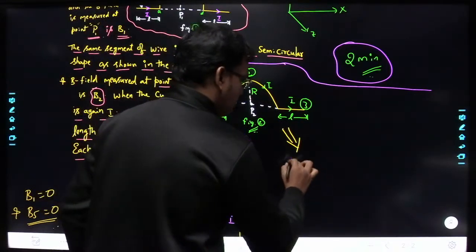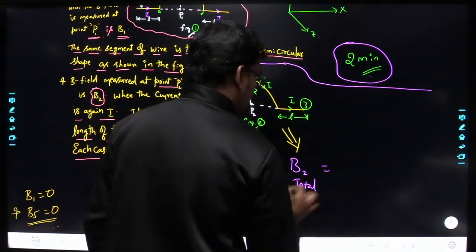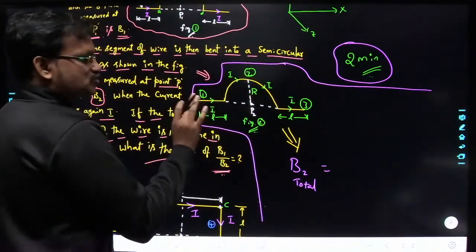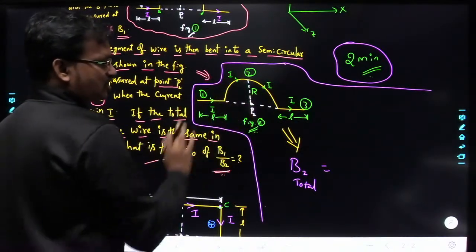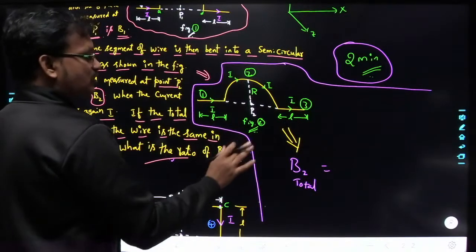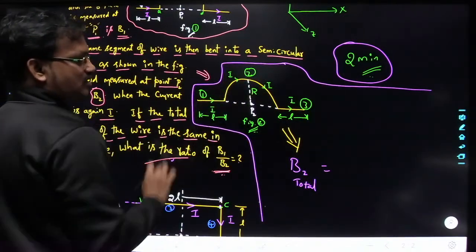Here I am representing B2 total. B2 total is equal to, so B2 total is only due to the second section. Due to the first section and third section it will be equal to 0, and hence the total B field will be only due to the second section, that is, due to this semicircular loop.